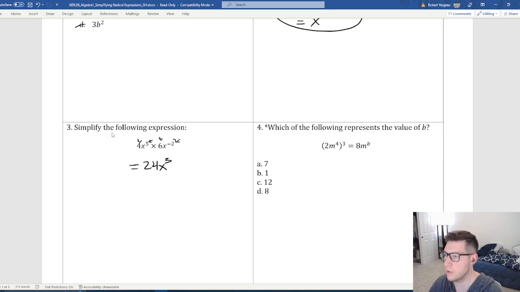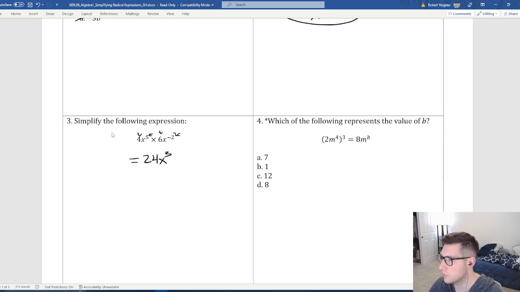Now, though, I do want to quickly go over 4. And the reason I want to go over 4 is actually sort of twofold. First off, we have to look at what is being asked of us. Which of the following represents the value of b? And so in order to properly answer this question, I need to figure out, okay, b equals what? That's really what I'm looking for here.